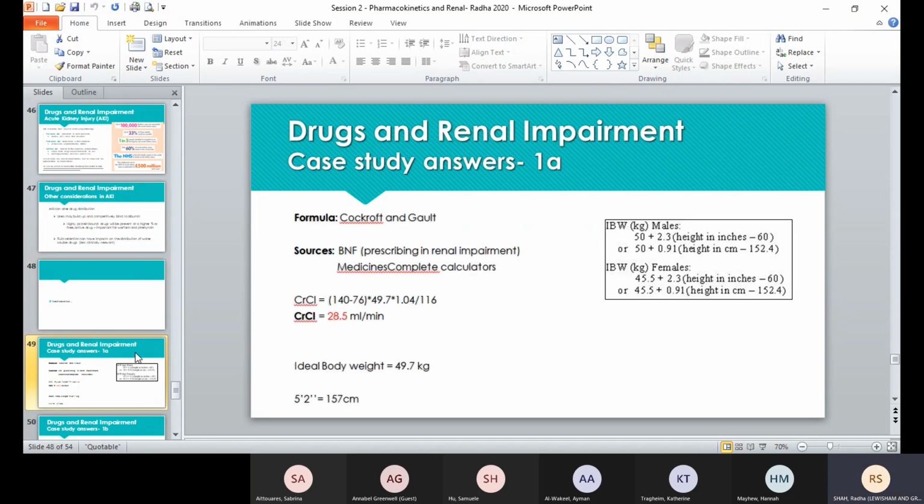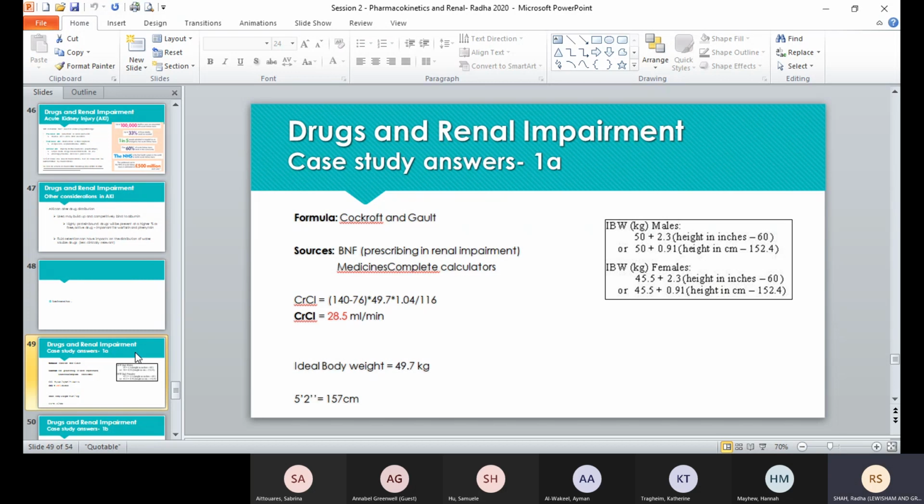Okay, let's go through this last exercise. So, for 1A, a 76-year-old woman presents with considerable discomfort on urination due to a burning, stinging sensation. She complains of increased urination, 90 kilos, 5'2", serum creatinine is 116. The eGFR on the blood system shows 42 mils per minute. Calculate the creatinine clearance.